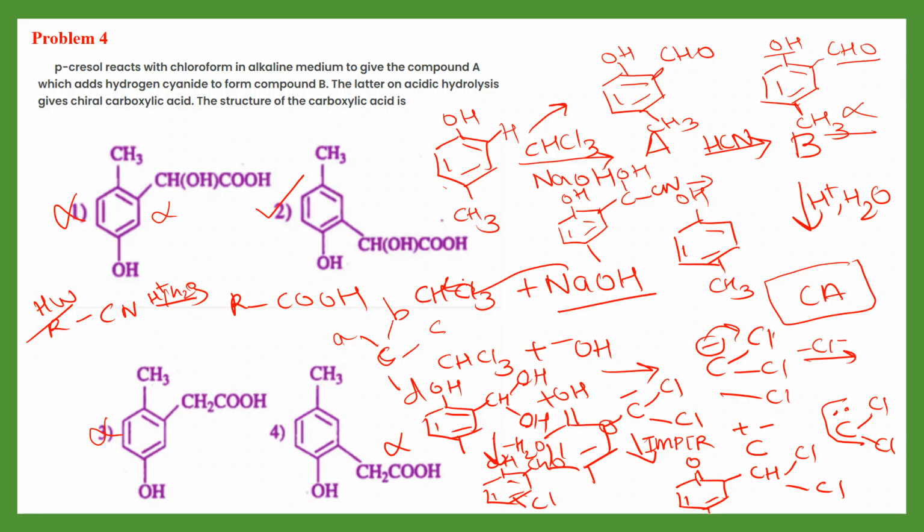Okay. Tell, ask. Then why the first option is eliminated? Because in first option, your ortho position has nothing. But we know that in Reimer-Tiemann reaction, aldehyde is introduced at ortho position to this OH. But here nothing is at ortho position to OH. That's why. Okay, ma'am. Okay.